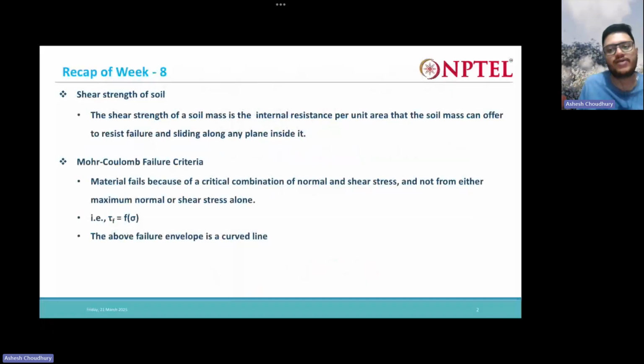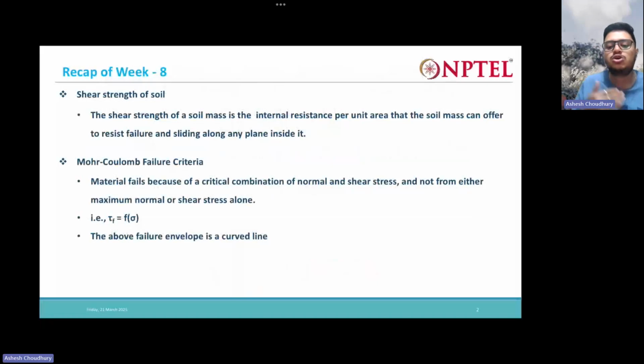Now, next is the Mohr-Coulomb failure criteria. So, what is the Mohr-Coulomb failure criteria? Material fails because of a critical combination of normal and shear stress, and not from either maximum normal or shear stress. So, you have a soil mass. In any plane on the soil mass, you have both normal stresses acting as well as shear stresses acting. Now, the soil fails, that is, the soil is unable to take any more load and it shears off and slides along that plane, when there is a critical combination of the normal stress on that plane as well as the shear stress.